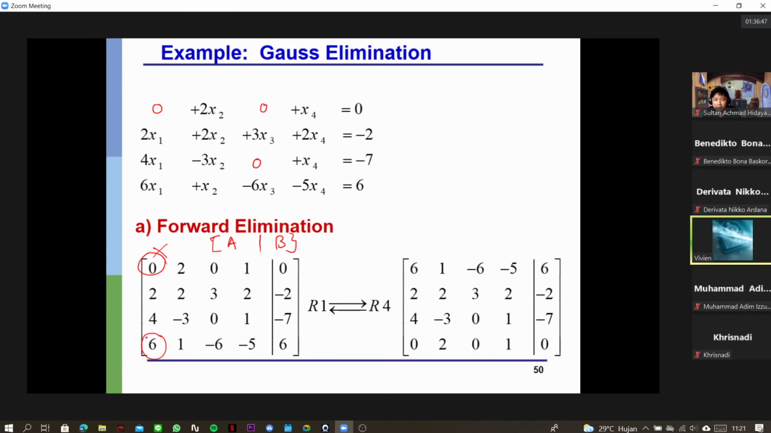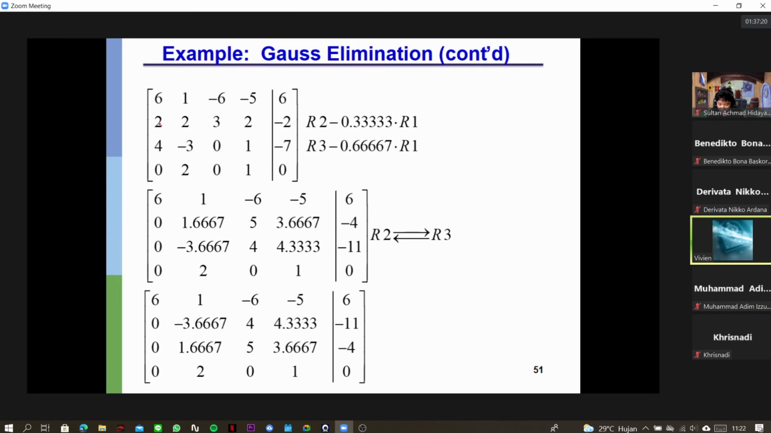When we change the position of the row, all of the elements in the row will be switched, because this means switching the equation, so all of the elements here should follow. Okay, so we're switching that so that now the first row becomes 6, 1, minus 6, minus 5, and 6. So this now becomes the pivot. And then once you have this value, now we have to make 0 for the rows below in the first column.